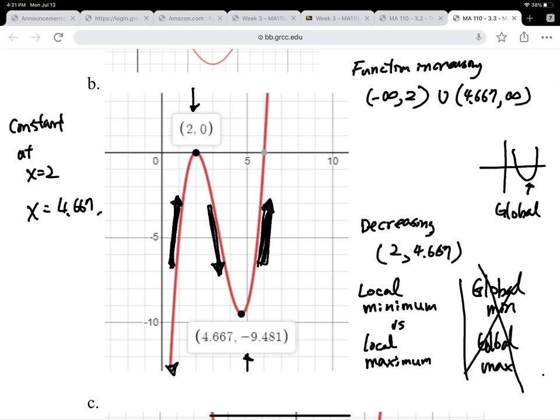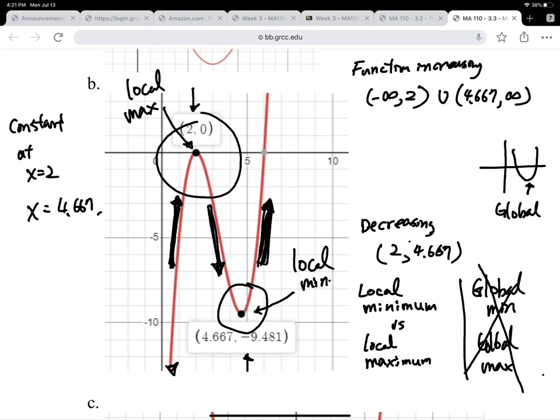So if you think about it, around this area right here, this 2, 0 will be the local max because that's the highest point around that area. Then this section right here, the 4.667 and negative 9.481, will be a local minimum. Again, it's a regional min and regional max. It's not a global min or global max.